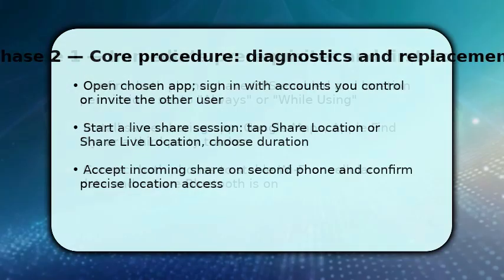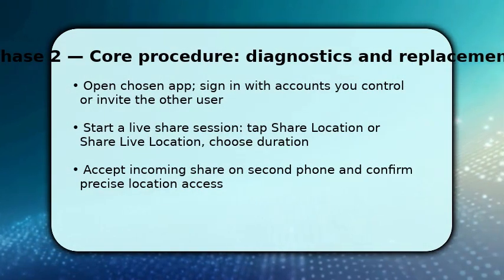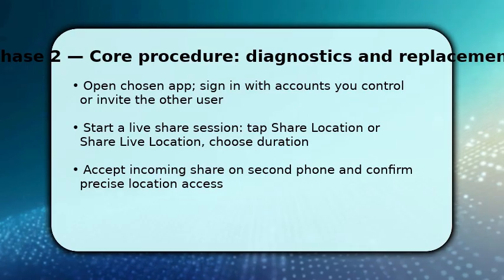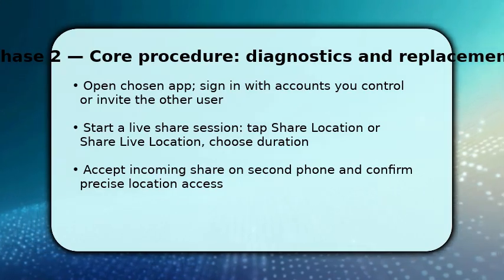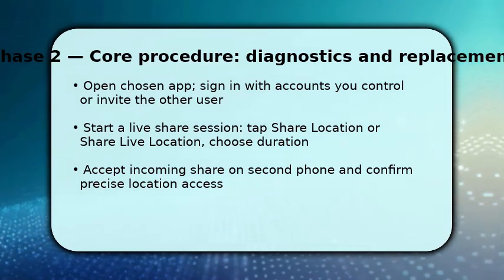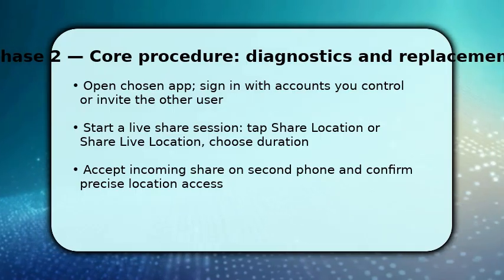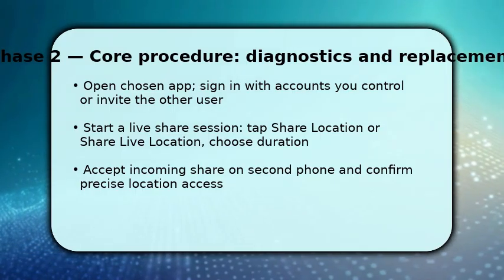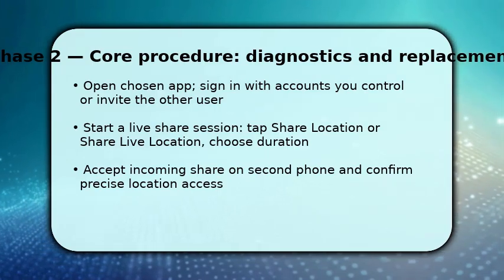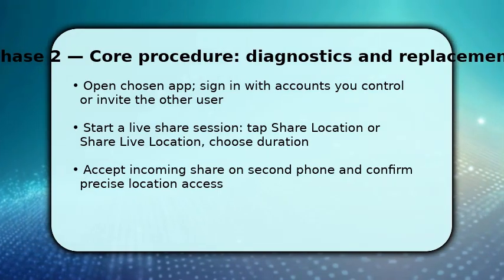without delay. Now you open the chosen app and sign in, then initiate a share by selecting Share Location or Share Live Location. Choose a duration: 1 hour, until end of day, or indefinitely. Invite the other phone using their email, phone number, or a generated link. This provides an authenticated path to stream GPS data.